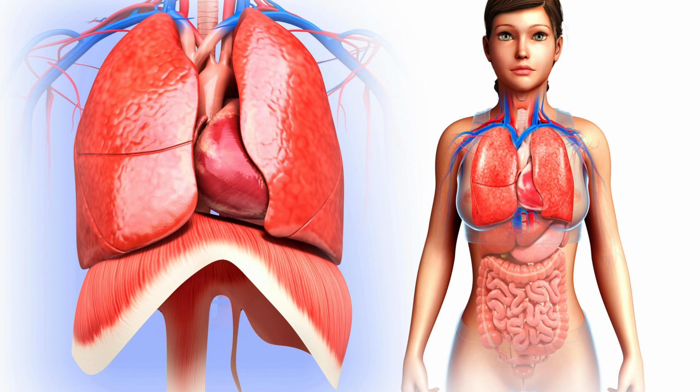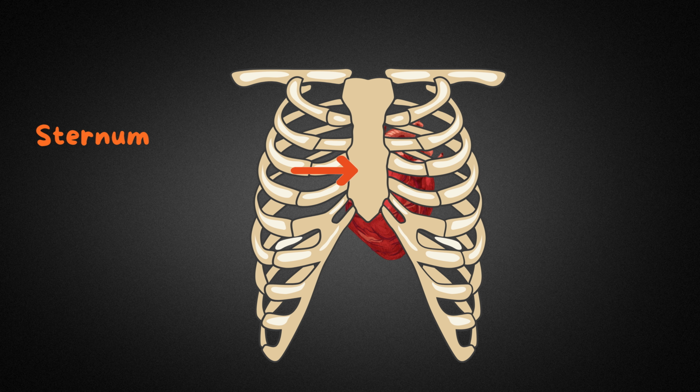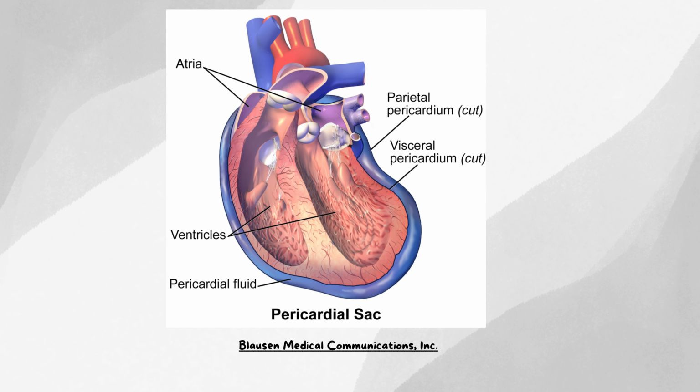Your heart is located between your lungs, in the middle of your chest, behind and slightly to the left of your breastbone, also named as sternum. A double-layered membrane called the pericardium surrounds your heart like a sac, which provides protection and support to the heart.